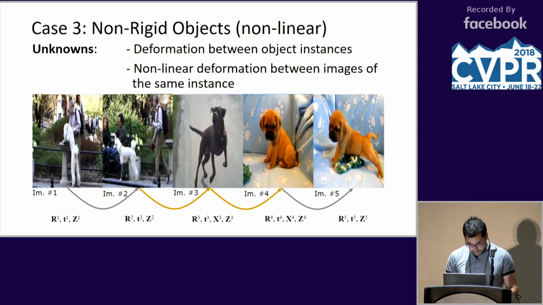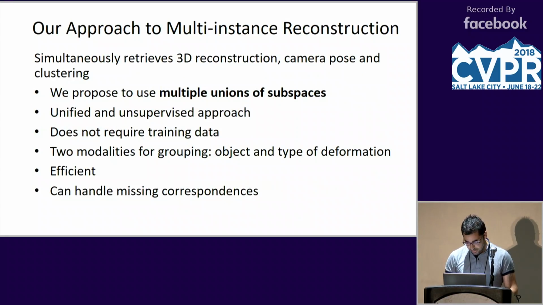So our approach to multiple instance reconstruction can recover 3D reconstruction, camera pose, and clustering. To this end, we introduce the concept of multiple universal subspaces. Our approach is unified and unsupervised, doesn't require any training data at all, can handle missing correspondences, and can group the images into different modalities.